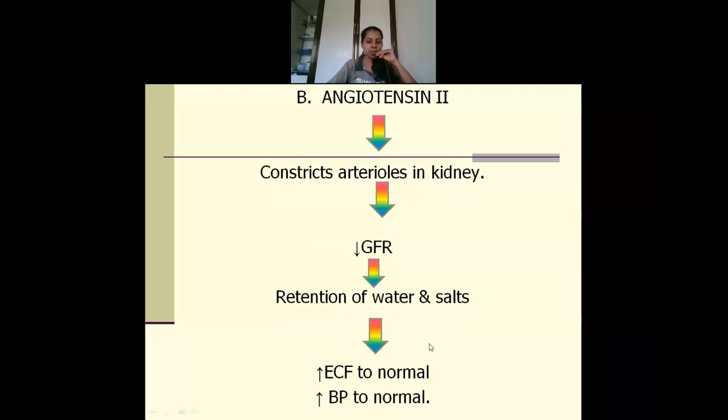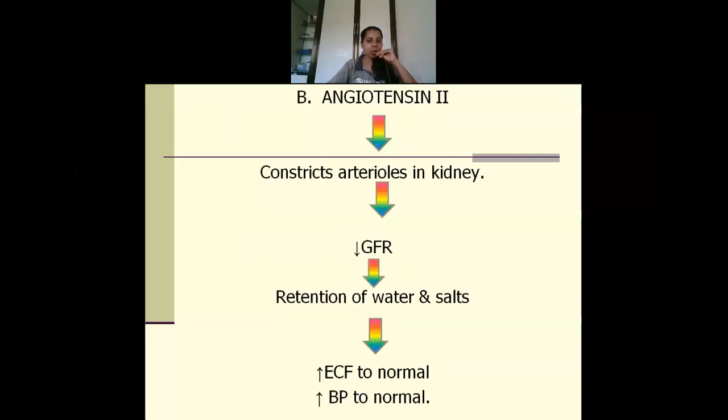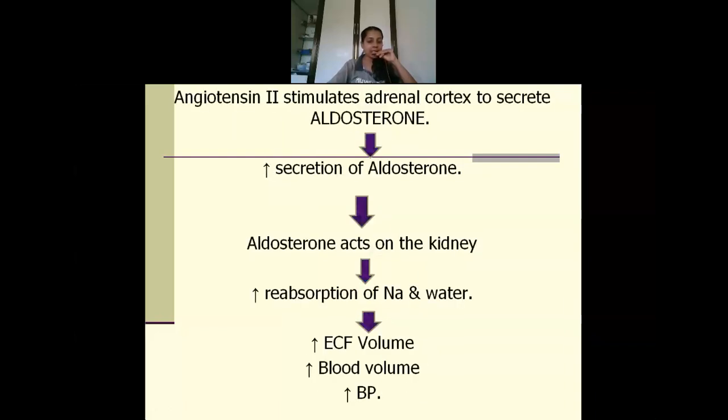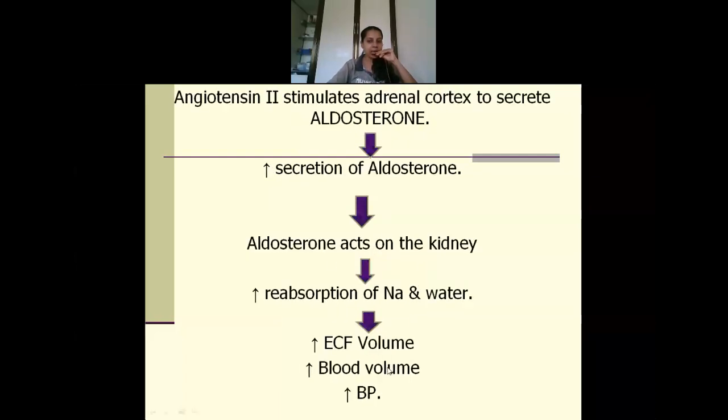Now next, we will see in detail what mainly happens by this angiotensin 2, how it is increasing the fluid volume. Here I told you it will increase the fluid volume, isn't it? How it is happening, I will tell you. Angiotensin 2 is a vasoconstrictor and it stimulates the adrenal cortex to secrete the hormone aldosterone. So more and more secretion of aldosterone is there.